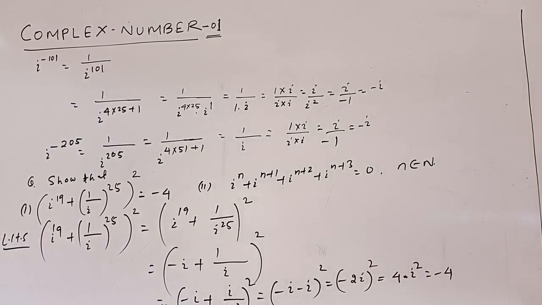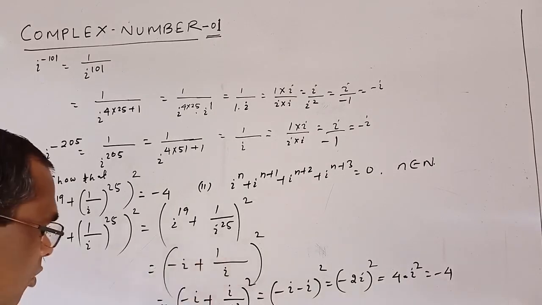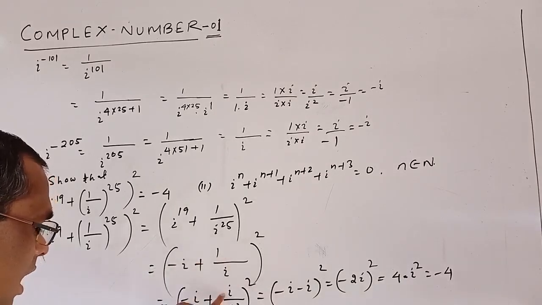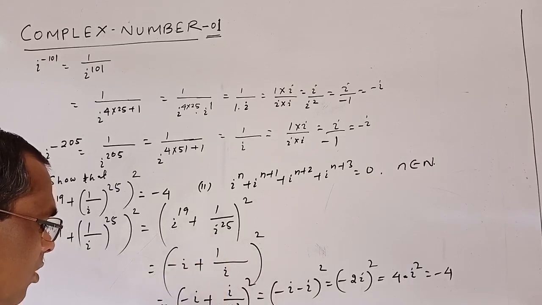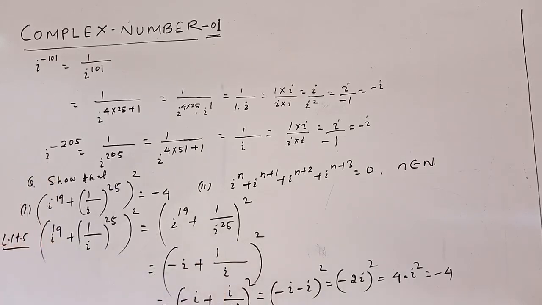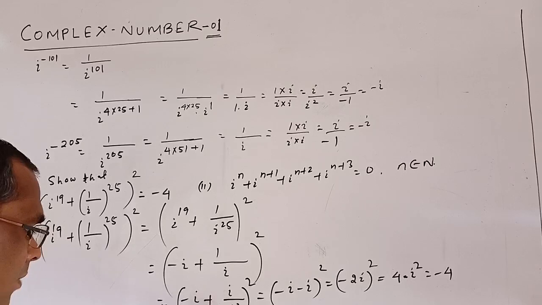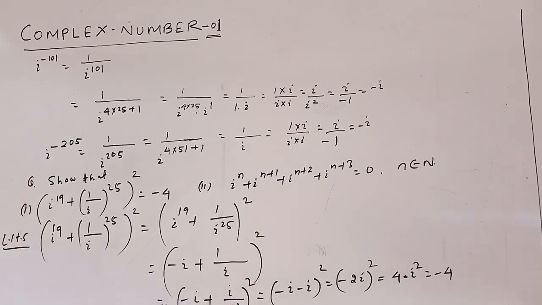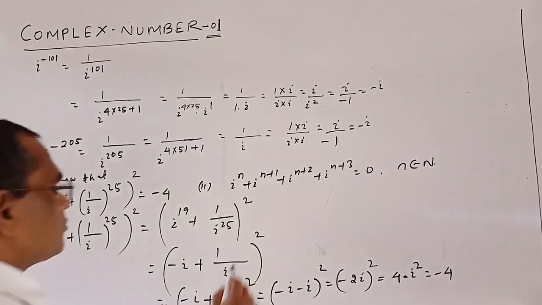So minus i plus i by i square. Adding, we multiply the denominator by i, that is i by i square, but i square equals minus 1. So i by minus 1, this is minus i. Okay, next number 2.